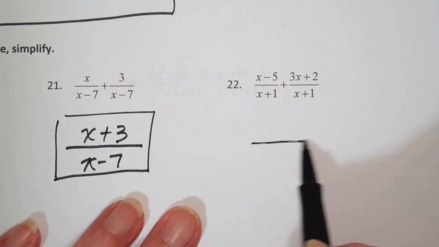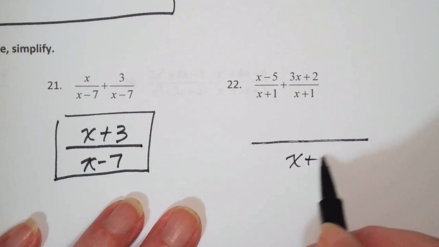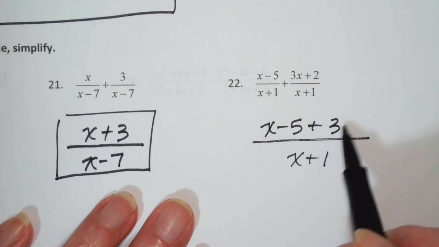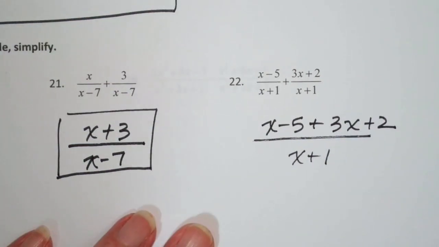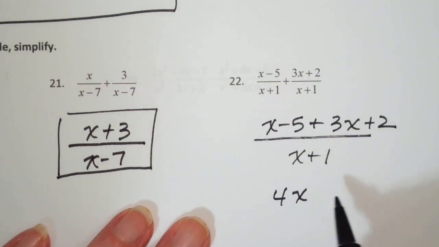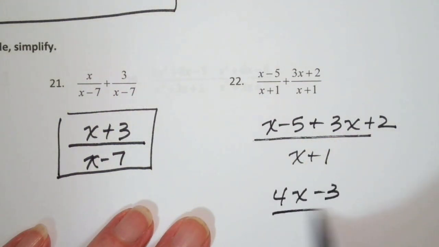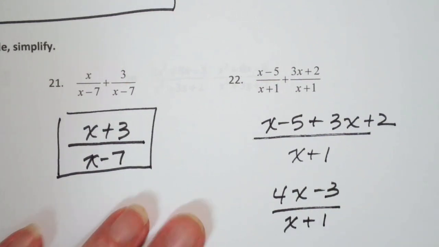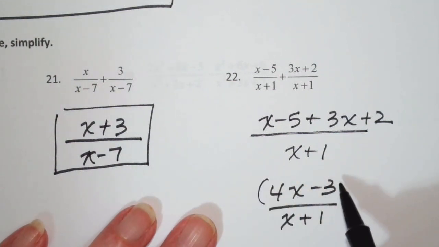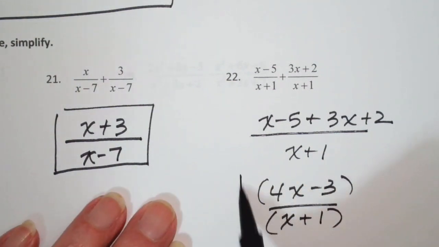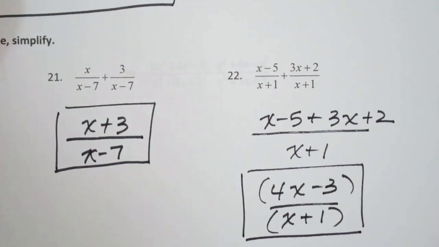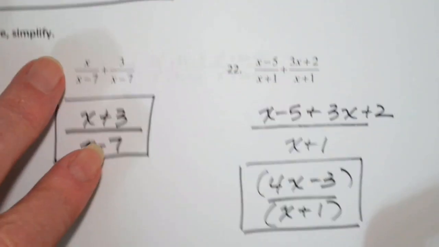Okay, again, on this one I have a common denominator of x plus 1. So I add x minus 5 plus 3x plus 2. Combine my like terms, so I end up with 4x minus 3 divided by x plus 1. This can't be factored and this can't be factored, so there's nothing I can simplify. And I'm done.